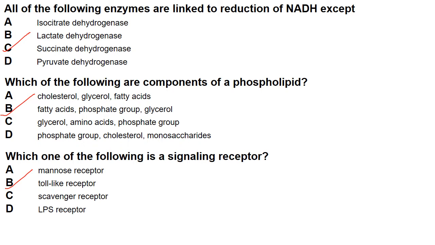Then which of the following are components of a phospholipid? So they are fatty acid, phosphate group and glycerol. Answer is option B. Which one of the following is a signaling receptor? So the answer here is option B, that is toll-like receptor. That is a signaling receptor.